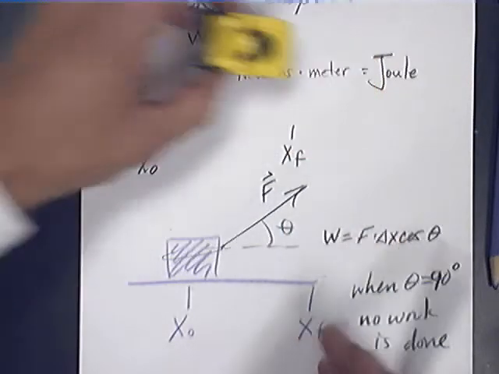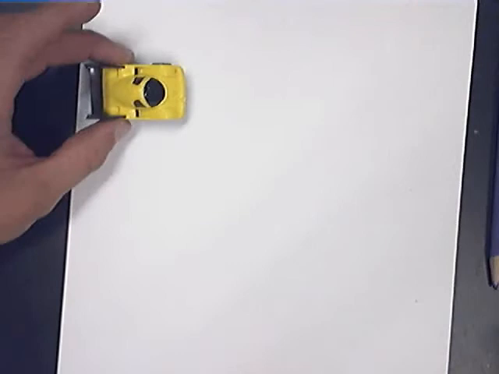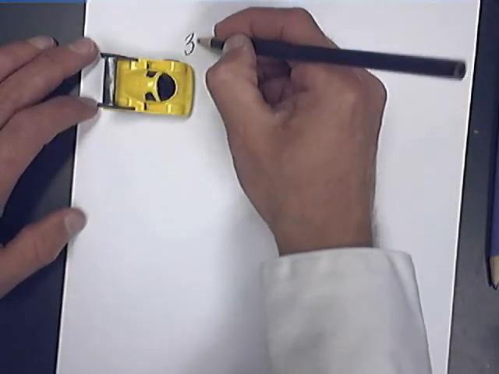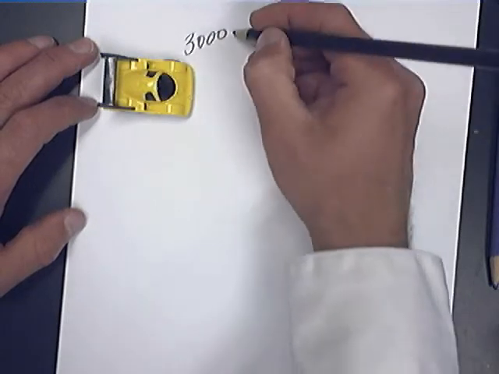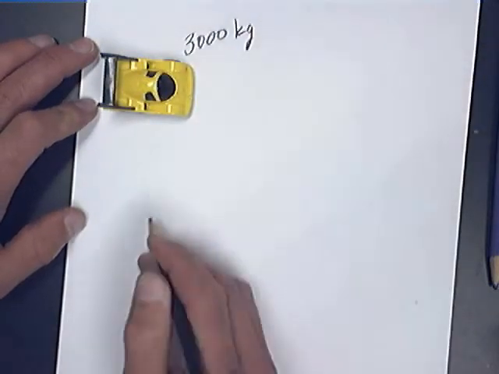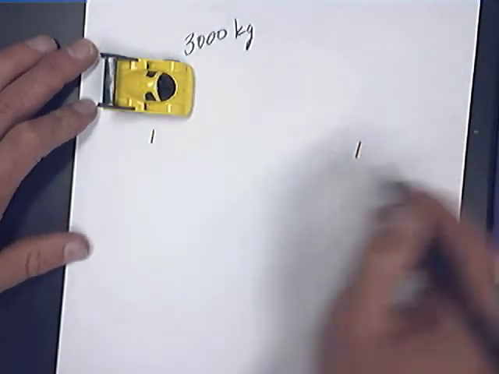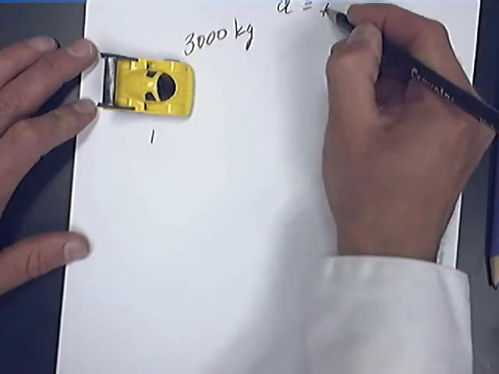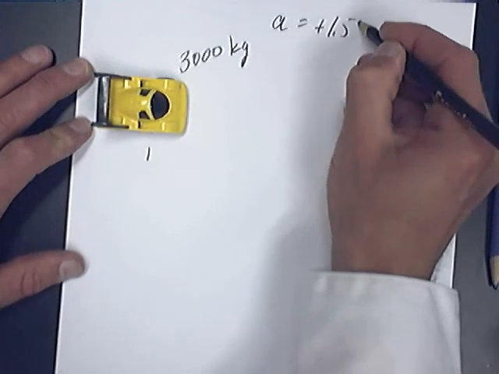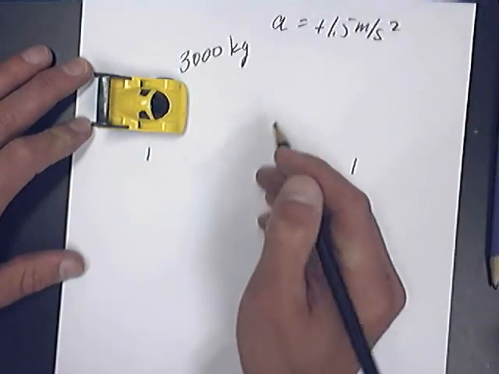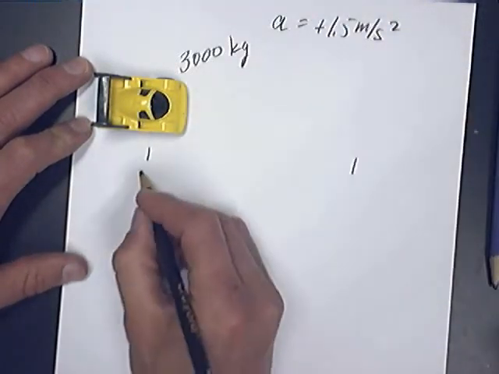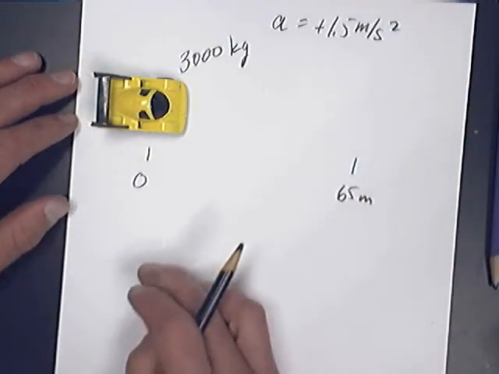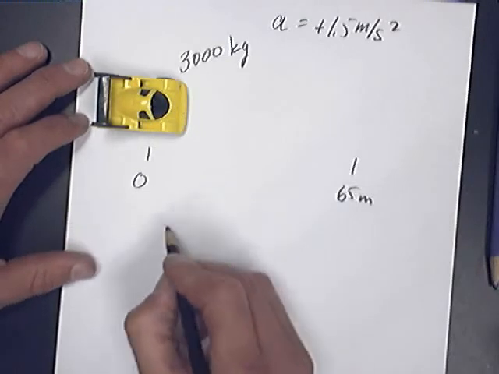So now let's go back to my car here for a second. This is a really heavy car, a 3,000 kilogram car, and it's going to accelerate at 1.5 meters per second squared over 65 meters. So I'm going to start here and then go to 65 meters. All right. How much work is done on the car?